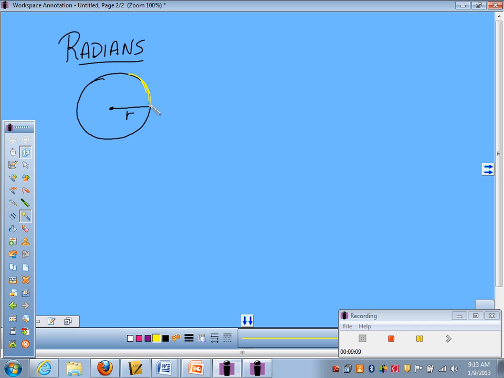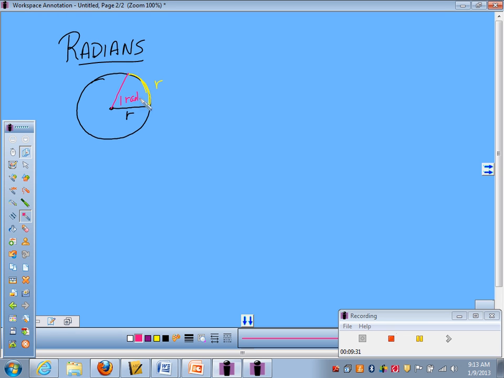And I don't know that I'm exactly perfect here, but I'm close. That's also a length of r. So if you then form an angle at that point, you come through here and form an angle, that angle you just formed where the arc is the length of the radius, that is a 1 radian angle.